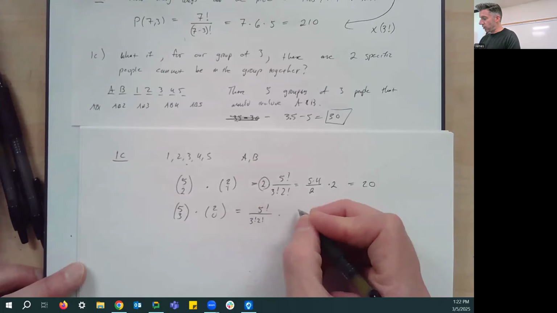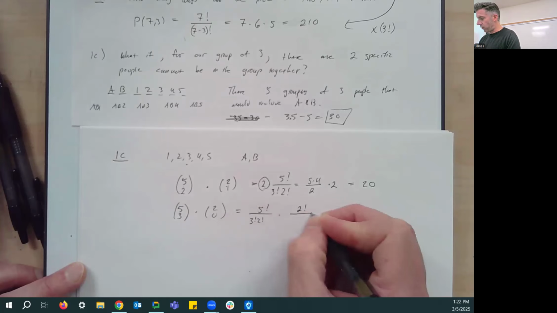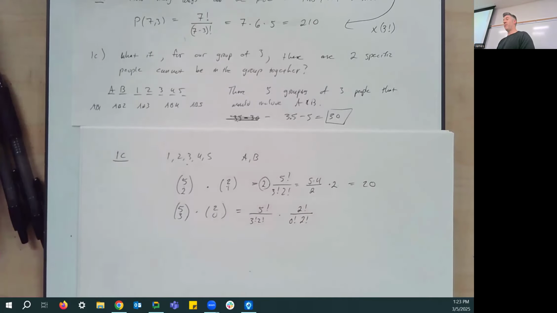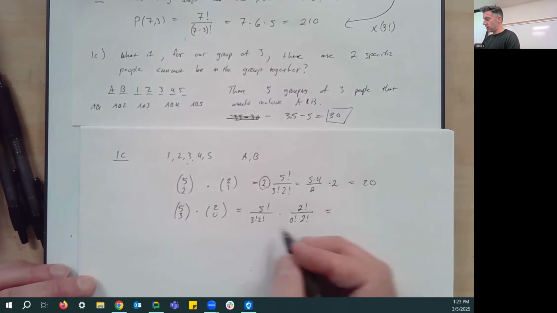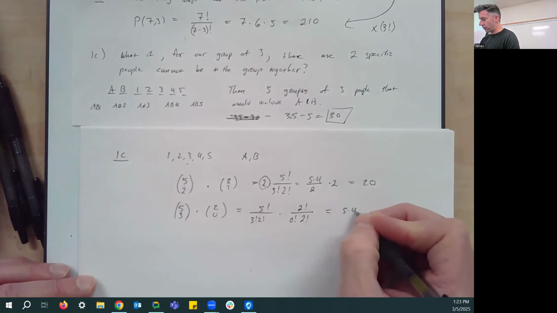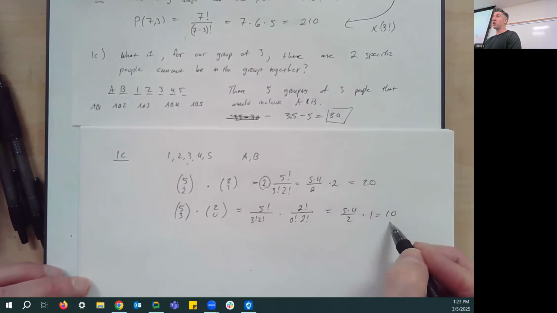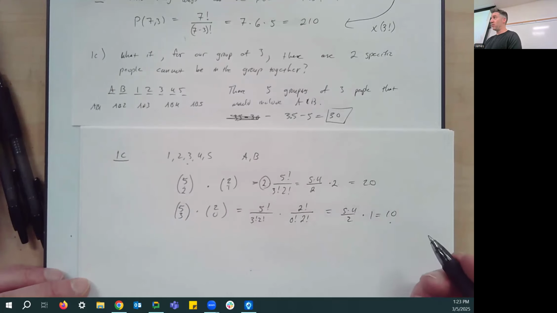So 2 choose 0 is 2 factorial over 0 factorial times 2 factorial. That better not be division by 0. That's why we had to say earlier that 0 factorial is defined to be equal to 1. So we don't run into problems. So this ends up being, again, 5 times 4 over 2, and then times 1, which is 10. And look, 20 plus 10 is 30. The number we came up with the other way we approached the problem.